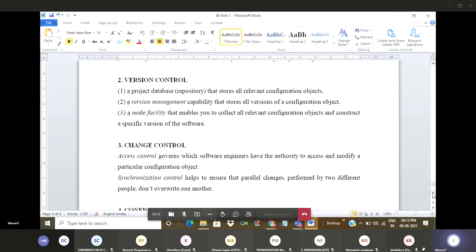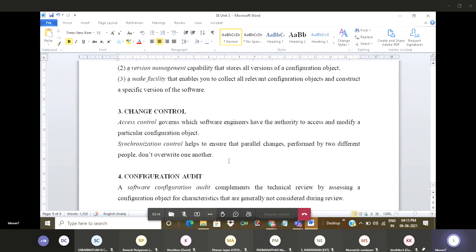So next is change control, and there are two types of control. One is access control, the second is synchronization control. Access control governs which software engineers have the authority to access and modify a particular configuration object. Second is synchronization control, which helps to ensure that parallel changes performed by two different people don't overwrite one another.